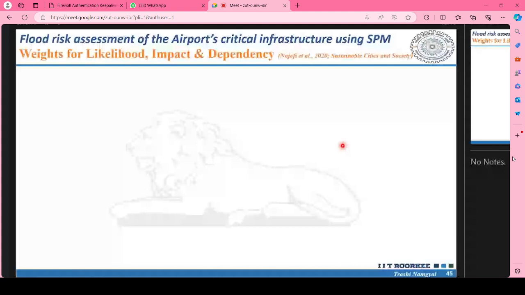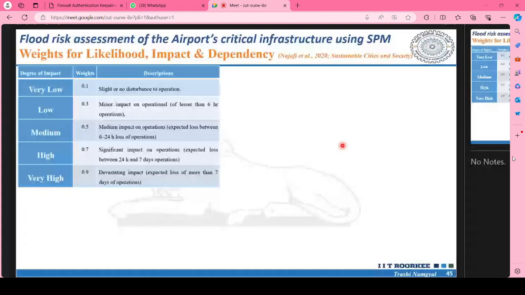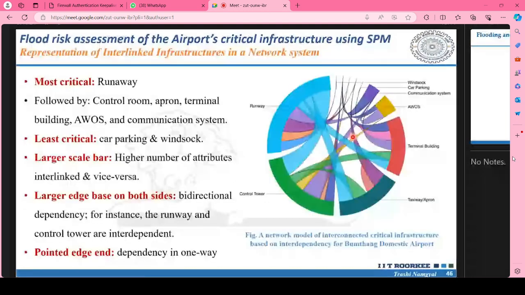We assigned some kind of weights, and finally we derived the interconnections between all these entities. You can see the control tower is very much linked to the terminal. It is also highly linked to the runway. By understanding these interconnections, we derived the risk indices.